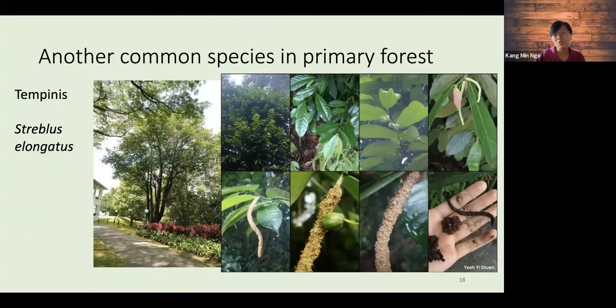Another common species in the primary forest is this tree called Tampines. It might sound familiar to you because the HDB town in the east, Tampines, is named after this tree. The scientific name is Dipterocarpus elongatus. In our primary forest plot, we are monitoring more than 1,000 of these trees, so it's pretty common in primary forests. And you also find it in MacRitchie, a lot of them near the Tampines Hut.